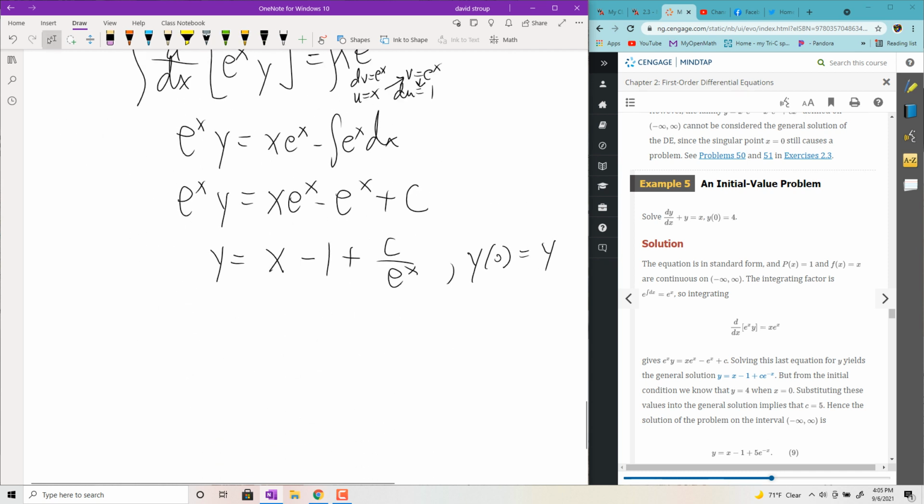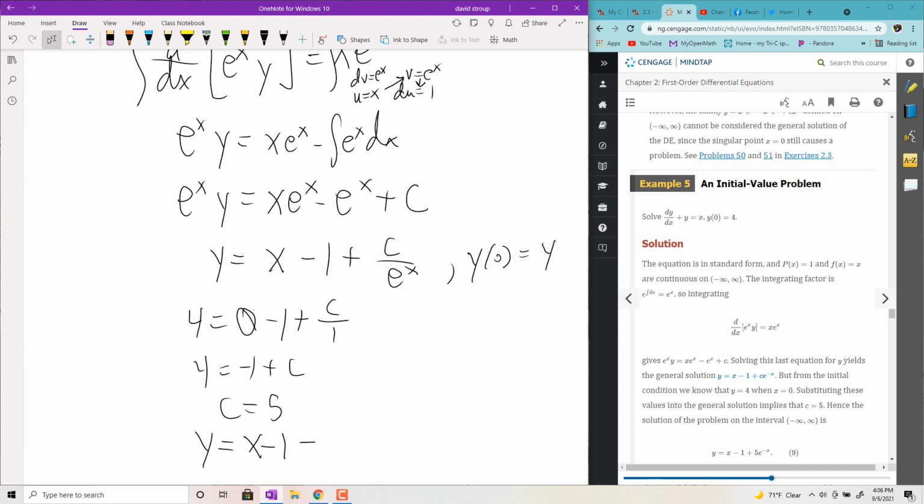0 is 4. So plugging that in, I get 4 equals x, which is now 0, minus 1 plus c all over e to the 0, which is 1. So 4 equals -1 plus c, so c equals 5. And so our particular solution is y equals (x minus 1 plus 5) all over e to the x.